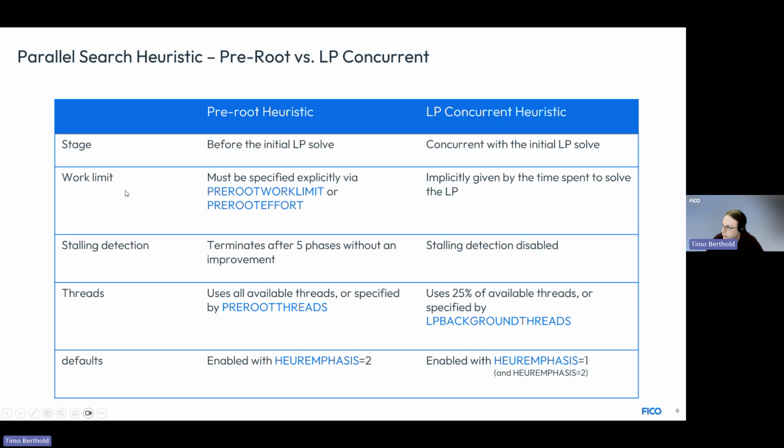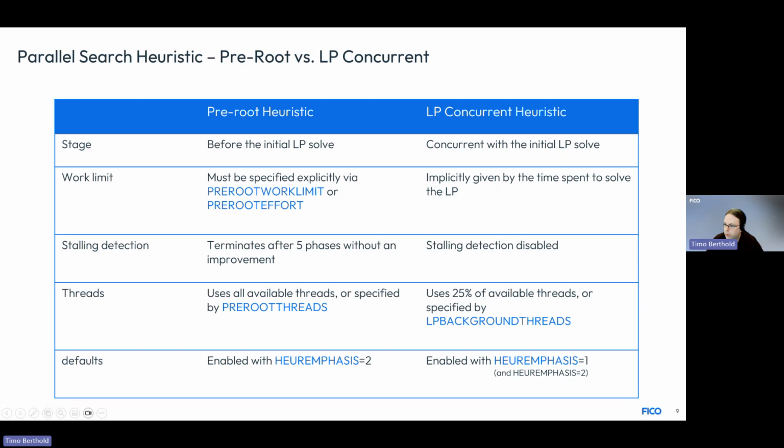And you can also do it before the initial AP solve. So those are two separate stages of the solve. And the key difference is that if you want to run it before the AP solve, Xpress needs to know for how long you want to run those heuristics. So that's why you have these limits as a pre-root work limit.